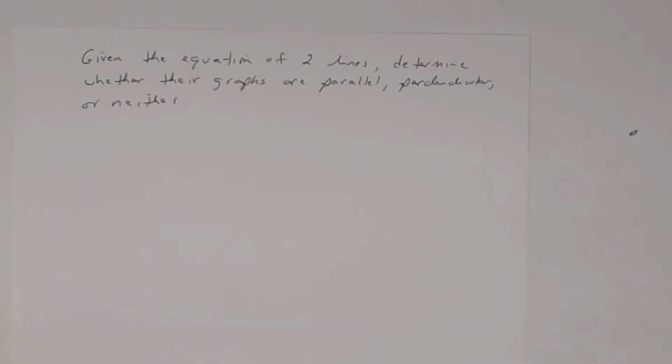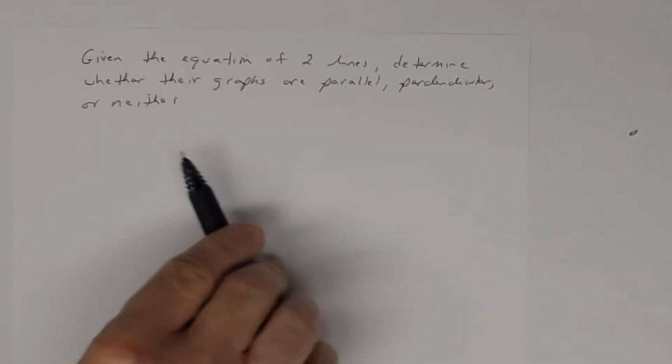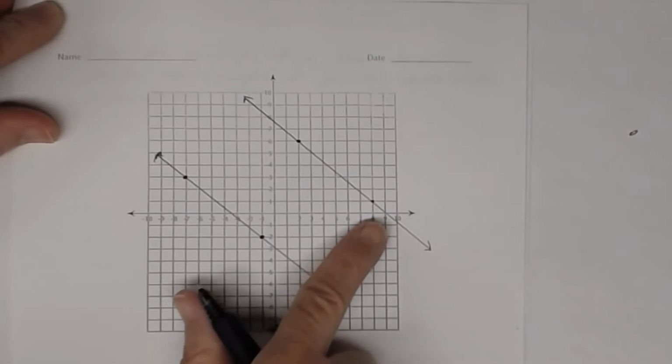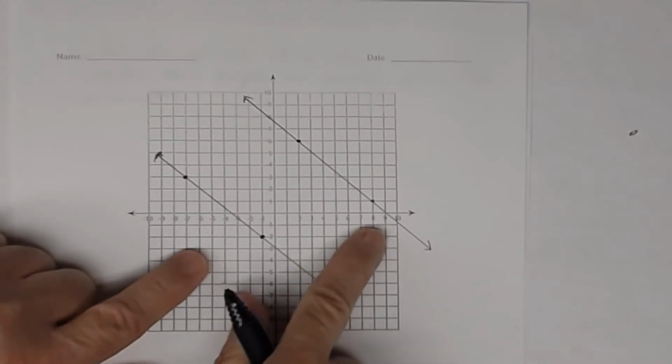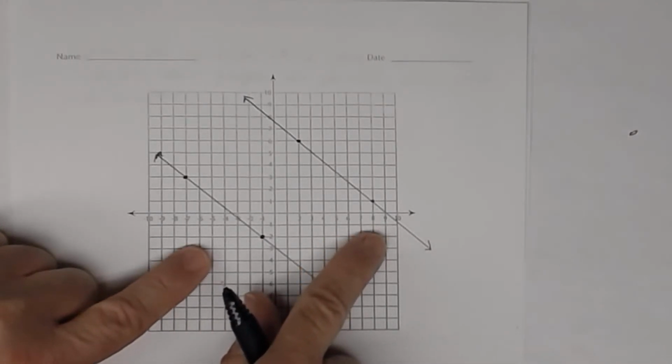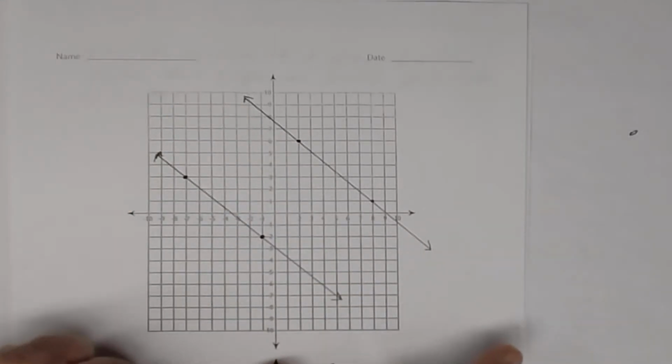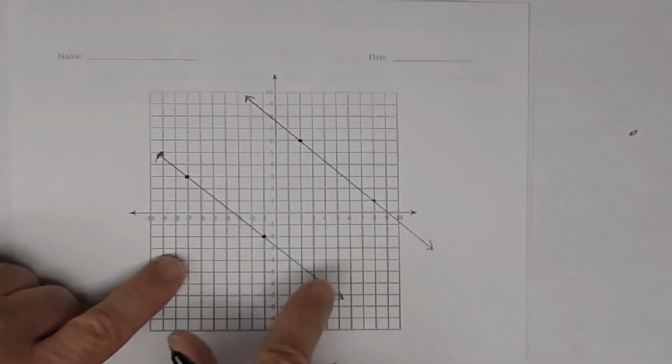So in this lesson, we're going to learn how to determine if the equations of two lines, whether their graphs are parallel, perpendicular, or neither. Now, before we can understand this concept, we need to understand what we mean by two graphs being parallel. These two graphs are parallel, and I drew it in such a way that if you extend the lines in infinite directions, like they are here, they will never intersect.